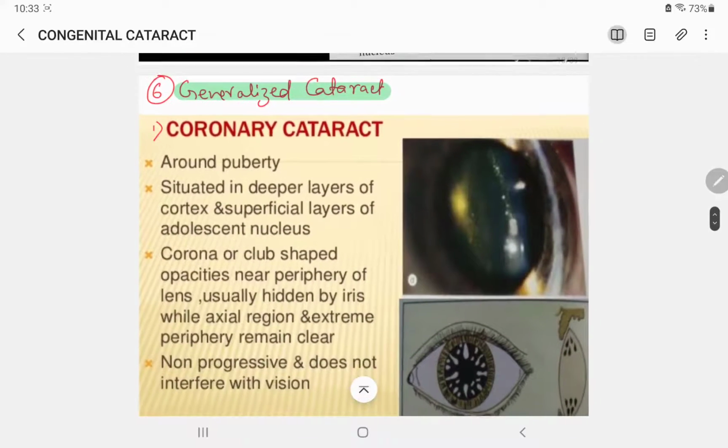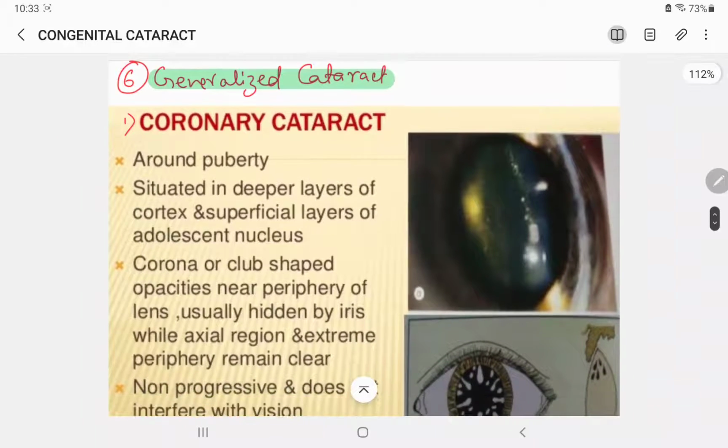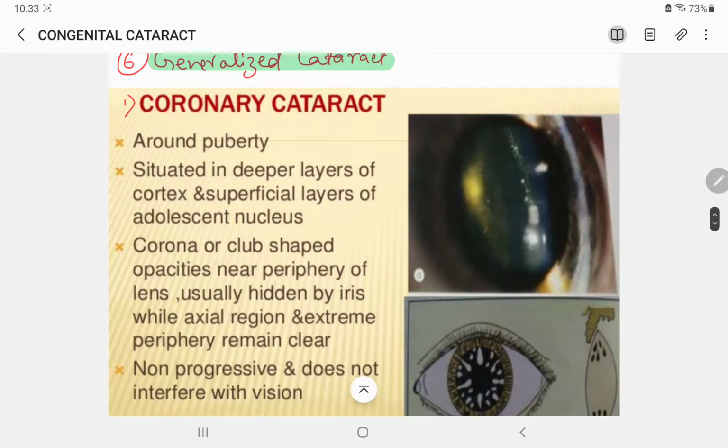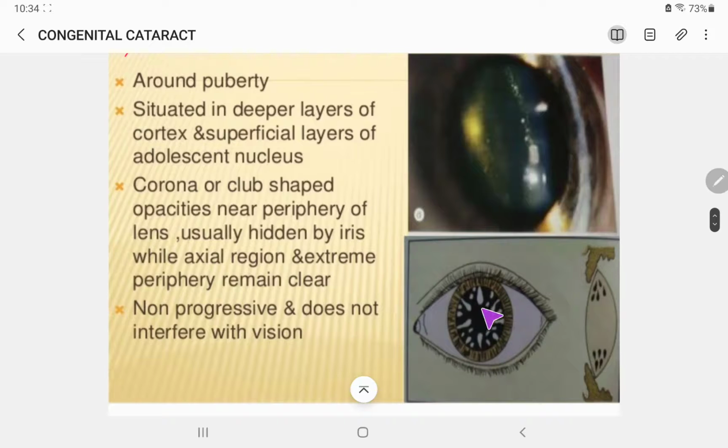So now let's move on faster. This is the generalized cataract category, that is the coronary cataract. Coronary cataract occurs around puberty, and it is situated in the deeper layers of the cortex and the superficial layers of the adolescent nucleus. So it is corona or club shaped. All right, it is due to the corona, okay, especially in this time of pandemic. Just remember that it is a corona or club-shaped opacity near the periphery of the lens.